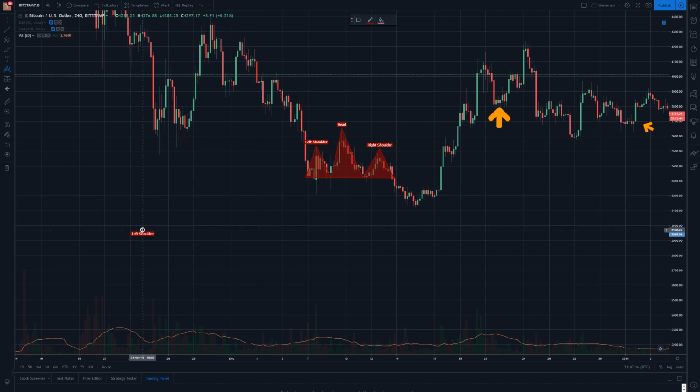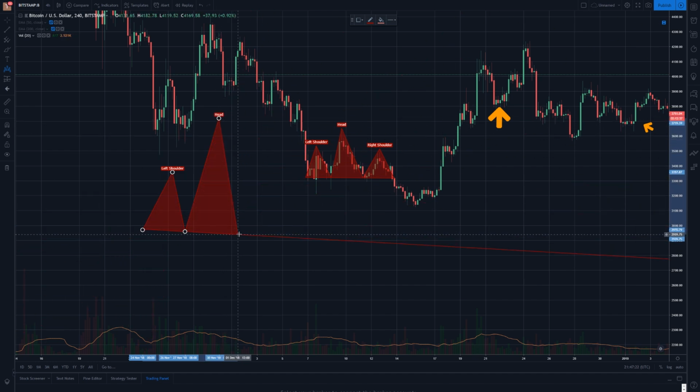All you have to do is set your first base, set your left shoulder, come back down to the base, form your head, come back down to the base, form your right shoulder, and then come down to the base once again. Now sometimes this won't fill in, you just kind of have to adjust the bases of your triangles, and it should look something like this at the end of the day.